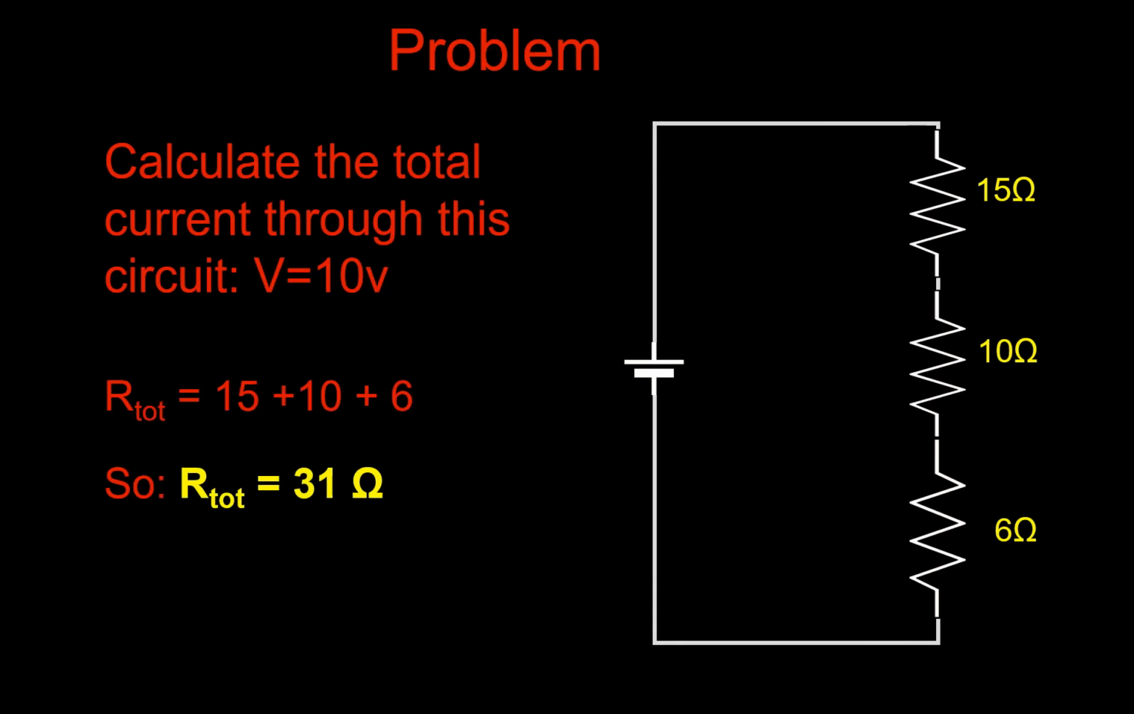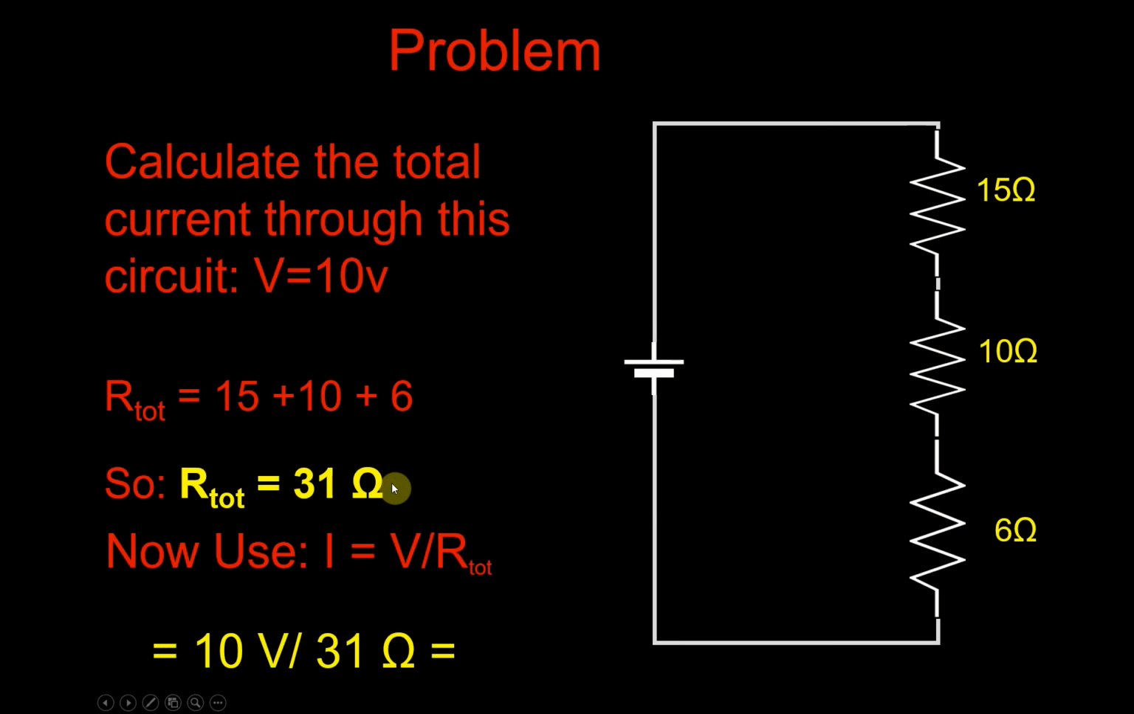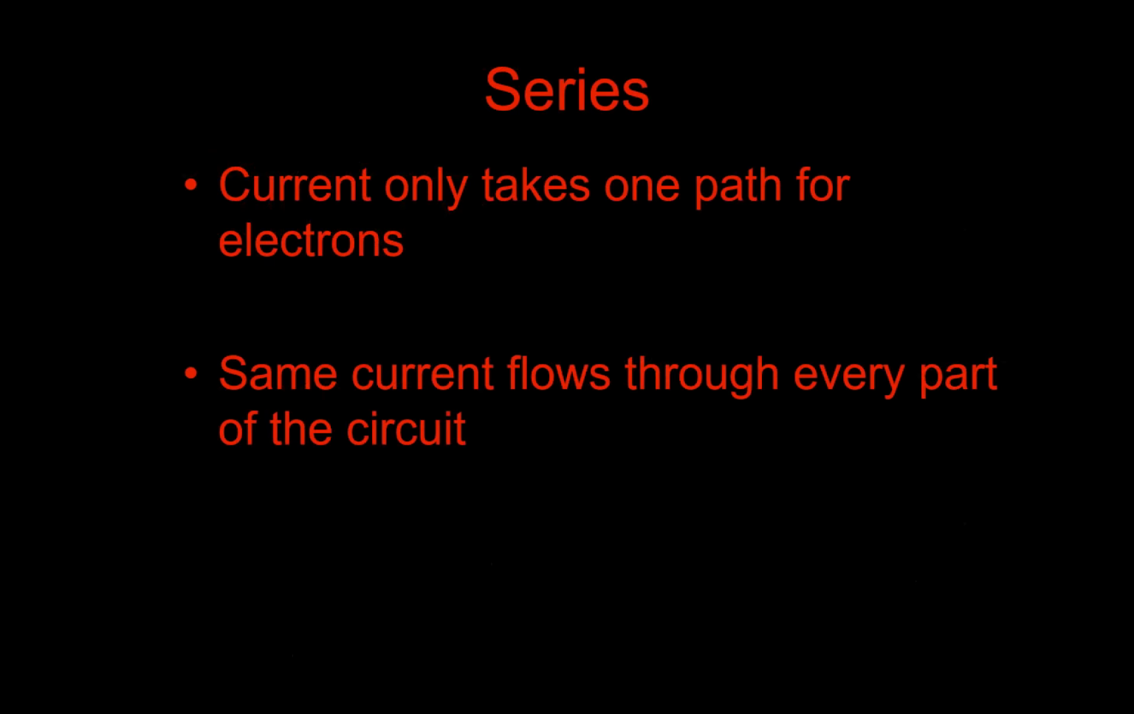If we want to calculate the total current, as the question asks, we now have to say I is V over R total for this circuit. So we have just found that there's 31 ohms of resistance and our voltage is 10 volts. So 10 volts over 31 ohms will give us about 0.3199, something like that, amps, or 0.32 amps. So in our series case, we have our current moving through the circuit, and the same current will be flowing through every part of our circuit.